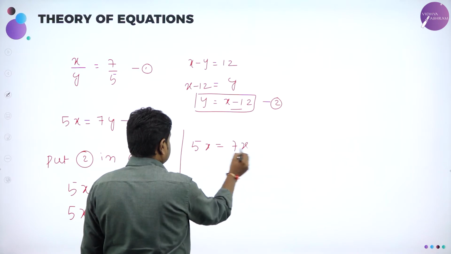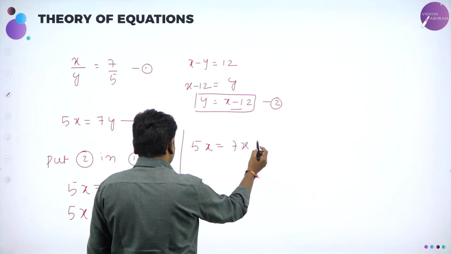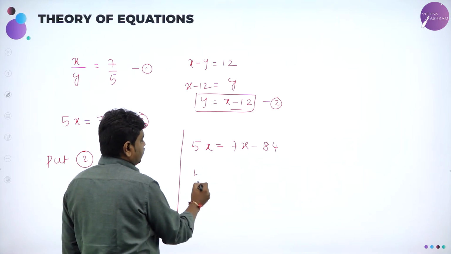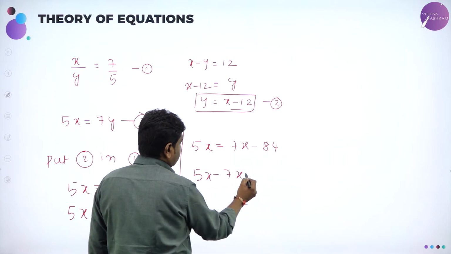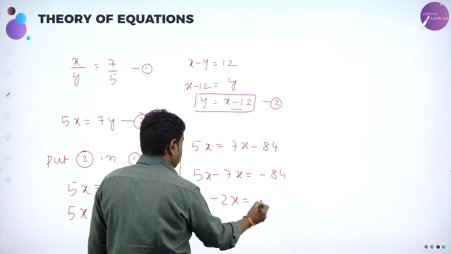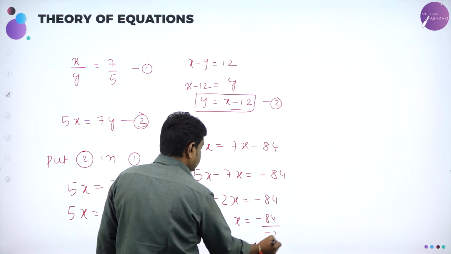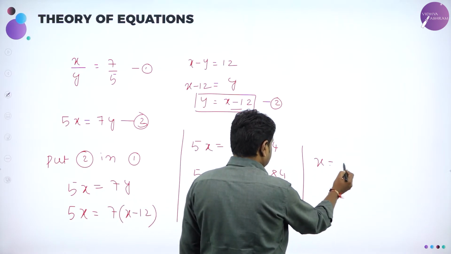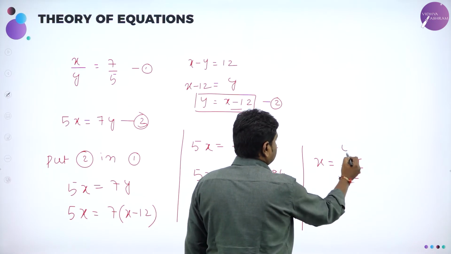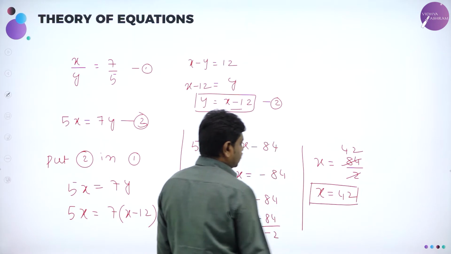So 5x is equal to 7x minus 12 into 7. 12 5s are 60, 12 6s are 72, 12 7s are 84. So now 5x minus 7x is equal to minus 84. And further this is minus 2x is minus 84, and x is what? Minus 84 divided by minus 2, and you get the x value. What is the x value? Minus minus cancels, 84 by 2, 2 4s are 8, 2 2s are 4, x is 42. You got the value of x.